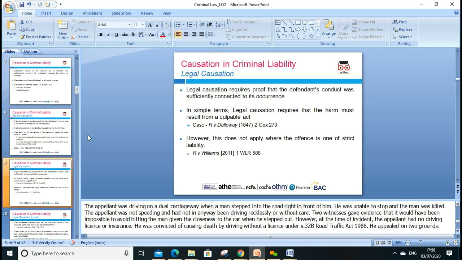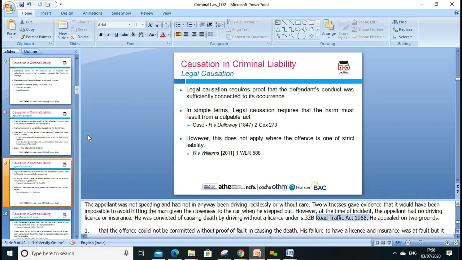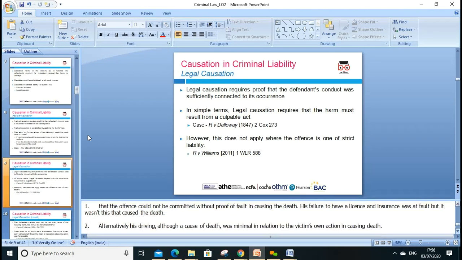However, at the time of the incident, the applicant had no driving license or insurance. So he was convicted of causing death by driving without a license under the Road Traffic Act 1988. He appealed on two grounds: that the offense could not be committed without proof of fault in the cause of the death, and that his failure to have the license and insurance was not fault.